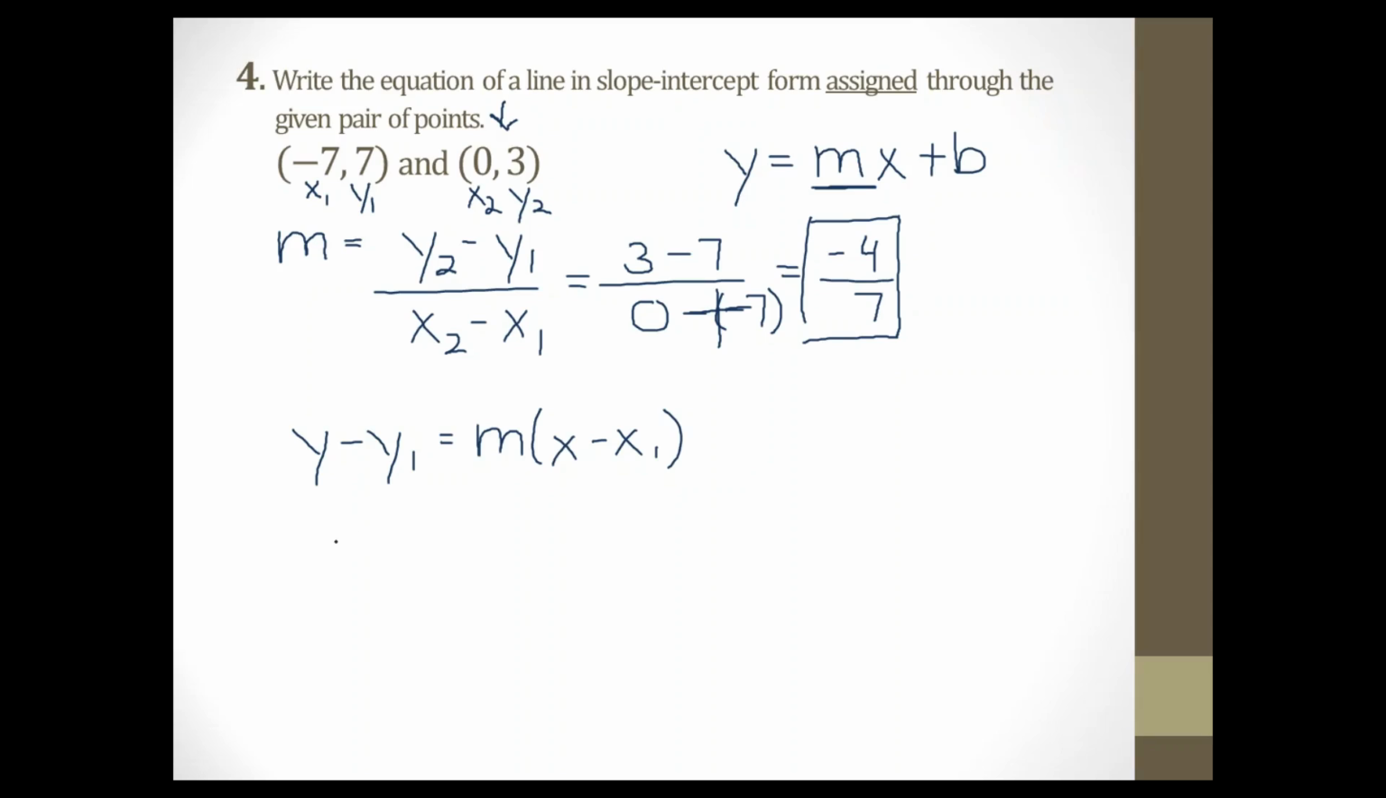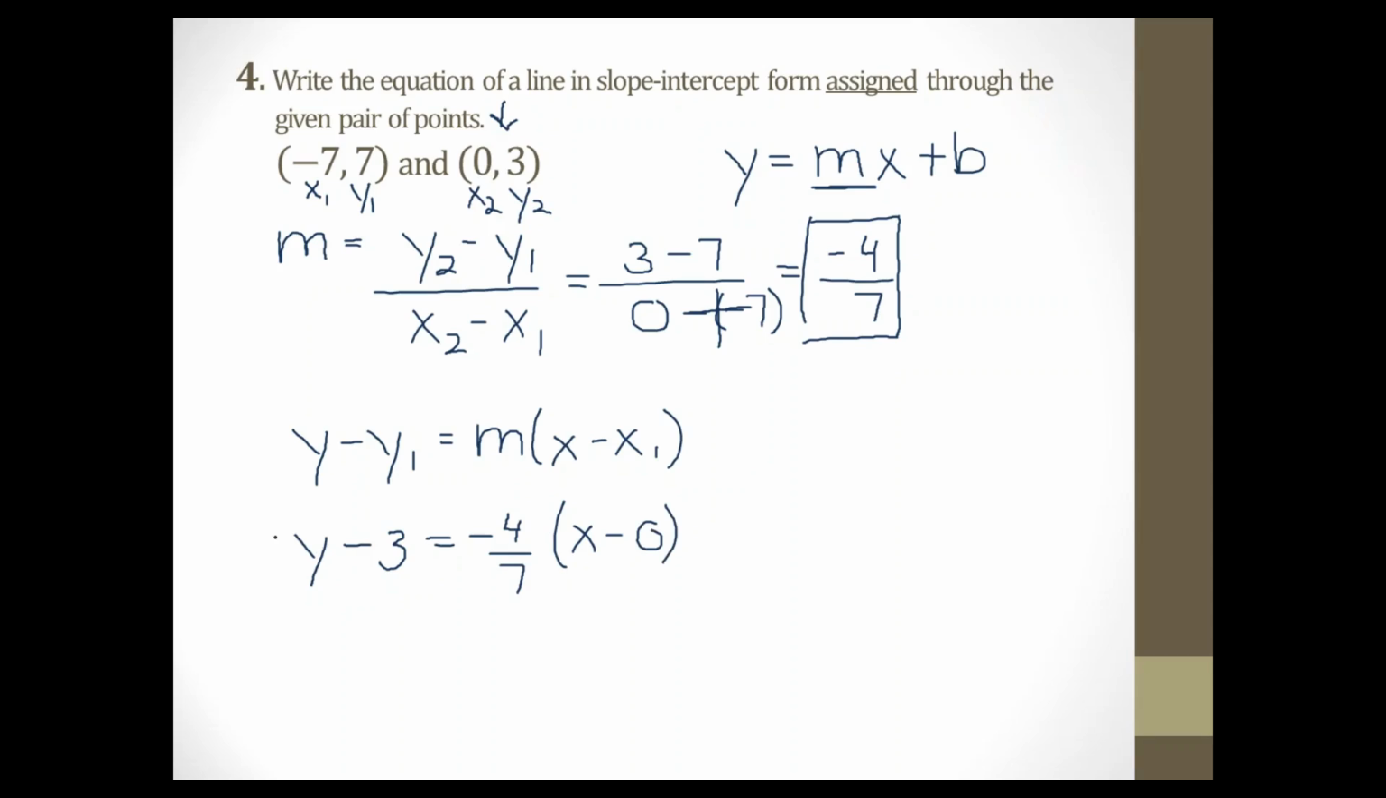So I'm going to plug all this into my equation. y minus, so my y1, in this case I'm picking this point, so my y would be 3, is equal to, I found my m, which is negative 4 over 7, and then x minus x1, and the 1 just refers to the point which I picked, so my x is 0.